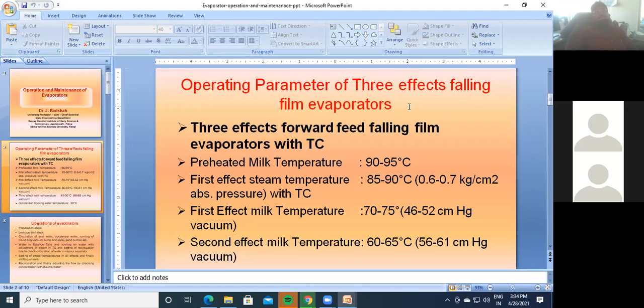Our ambition is to produce powder of good quality, to produce concentrated milk of good quality, with unit cost as low as possible. Unit cost of production should be as minimum as possible. Maintenance cost should be low, as well as the quality of the product high. This is our aim and ambition.